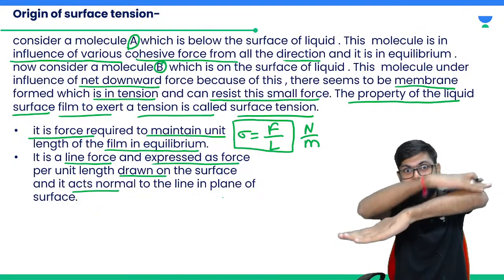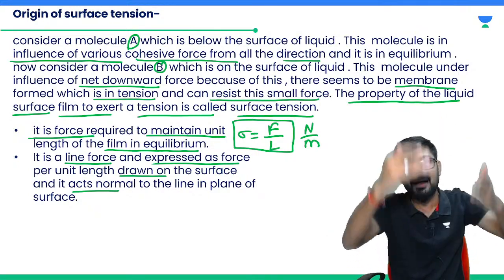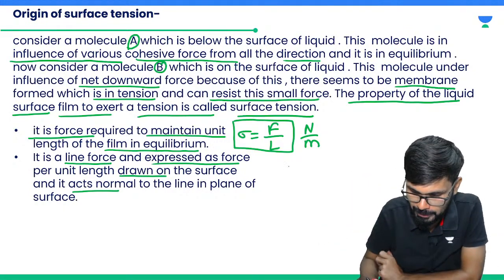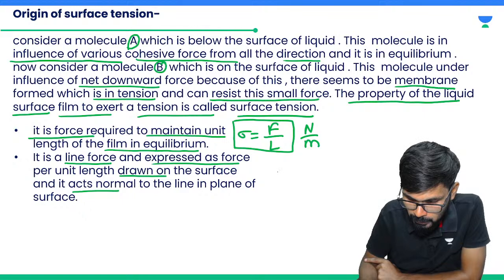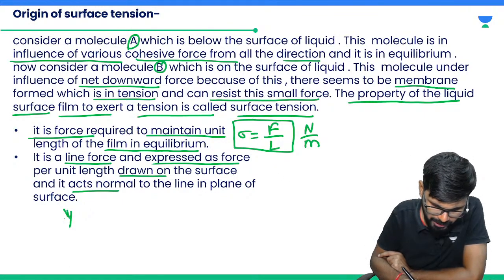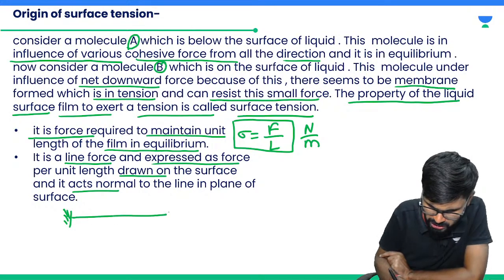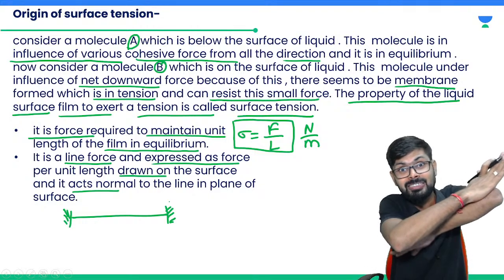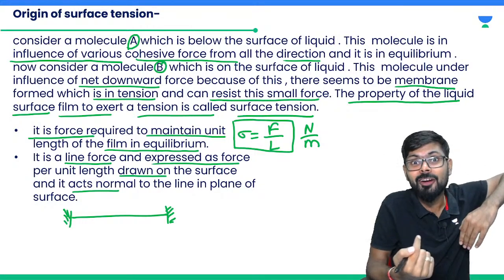The surface is working normally, because only if it works normally will it balance. You are getting my point or not? Look, if suppose this string is there, this point is very important, no one will explain it to you in life: this surface tension is balancing the net downward force.